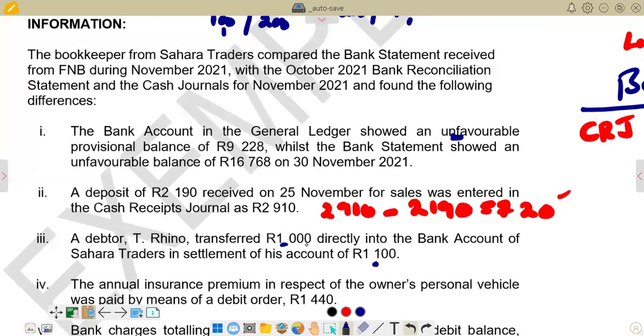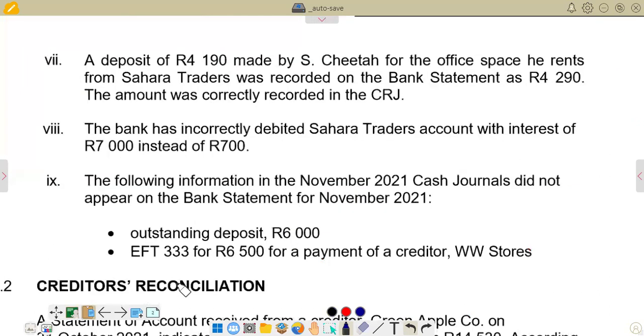So what are we supposed to do? We are supposed to update our cash book by putting this 1,000, which was directly deposited into the bank account without our knowledge. When it was transferred into the bank account, it was on the credit side of the bank statement. So we are supposed to put it on the debit side. Remember, we said what is on the credit side of the bank statement should be the same as what we have on the debit side of the bank account. So we're going to put 1,000 on the debit side of our bank account.